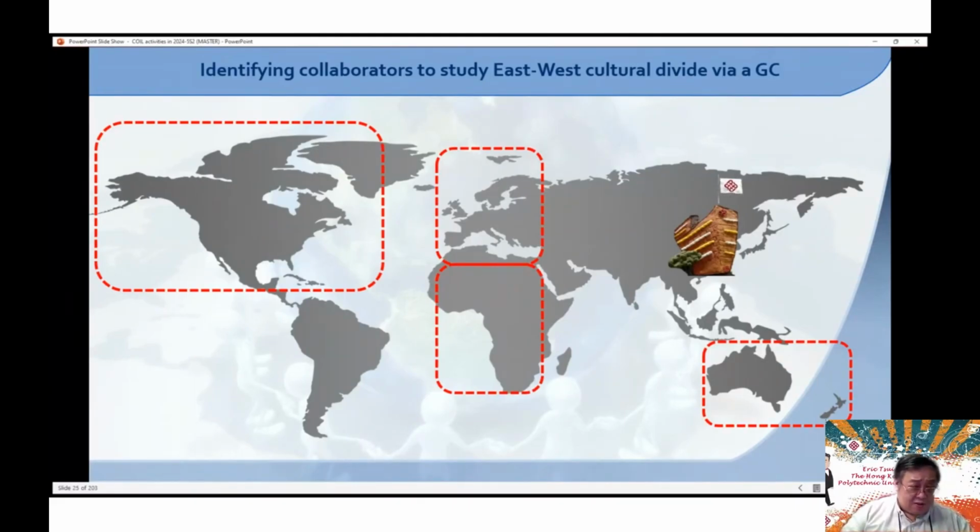Western Australia is in the same time zone as Hong Kong, so very convenient. Europe and Africa come in a very nice time zone for us to collaborate, with higher chances of sharing mutual class time. Why? Because for PolyU postgraduate classes, we always have them at 6:30 to 9:30 p.m. our time, which translates to anything between 11:30 a.m. and a 2:30 p.m. start of class in Europe and also in Africa.